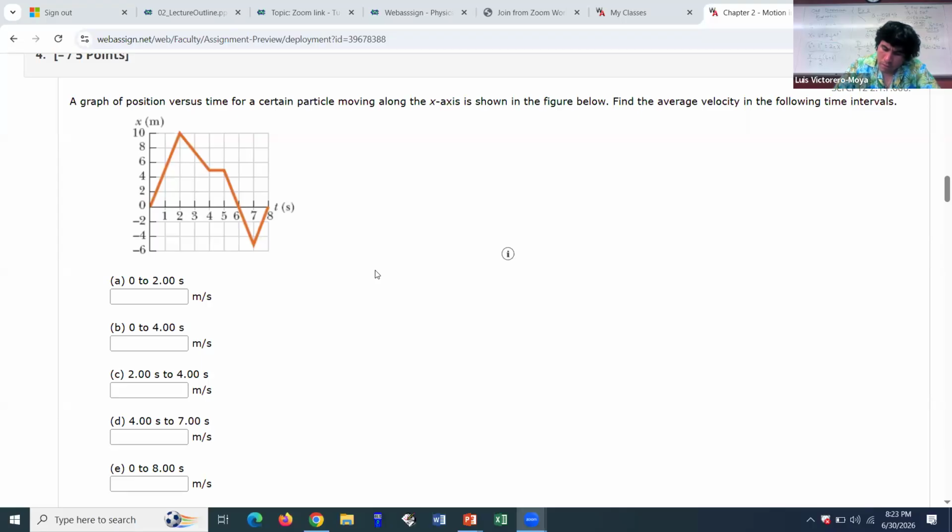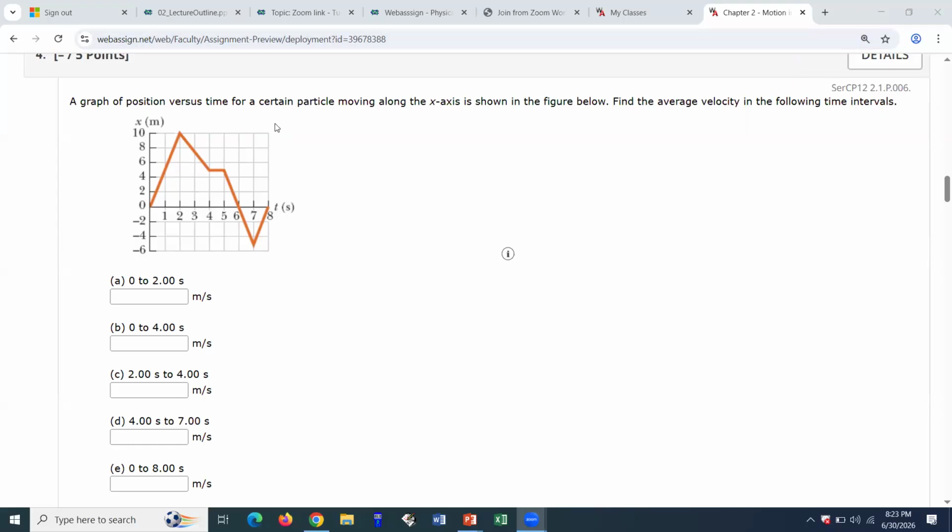Nobody? Can it be average velocity from the velocity of 0 to 2 and the velocity of 2 to 4? No, just look at the position. Look at the position at 4 and the position at 0. What's the position at 4? Look at the graph, guys. 5. 5 minus 0 is 5. And what's the time? 4. What's 5 divided by 4? 1.25. Does that make sense? Who has questions? Come on. Let's see the chat.